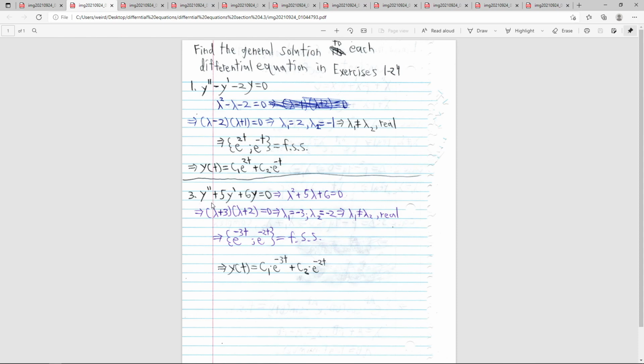So y double prime plus 5y prime plus 6y equals 0. We have our characteristic equation in purple and solve for it. This one can also be split up, so lambda plus 3 times lambda plus 2. And we eventually get e to the negative 3t and e to the negative 2t as a fundamental set of solutions. You plug that in, you make y at t equals c1 times e to the negative 3t plus c2 times e to the negative 2t. And that's the format. It's always the two constants. It's the summation of the fundamental set of solutions with the constants involved, like in this format for each of them. That's where your general solution will be.